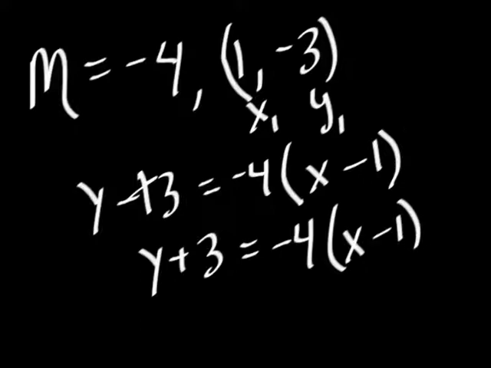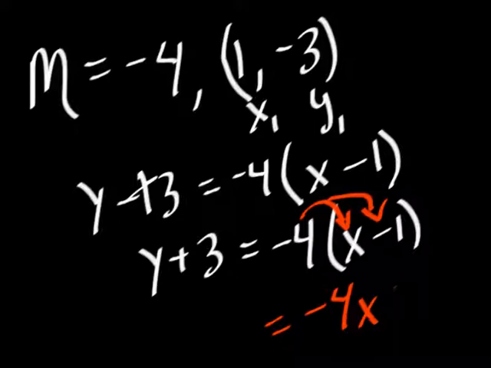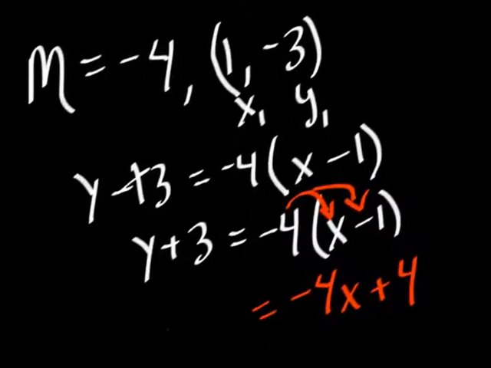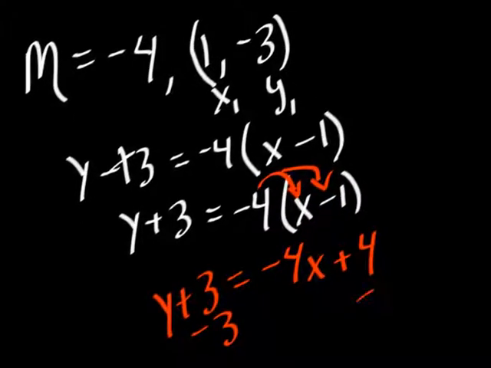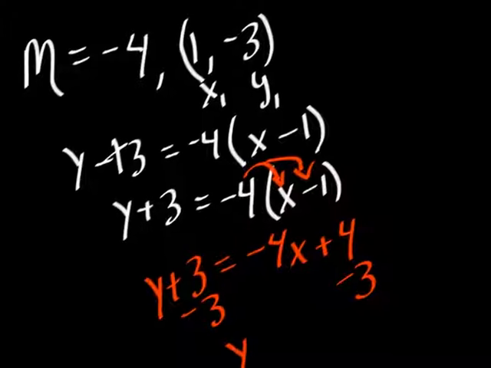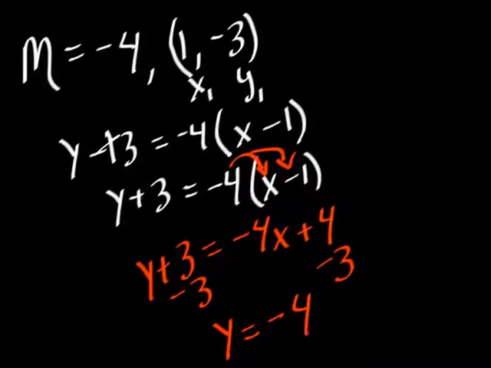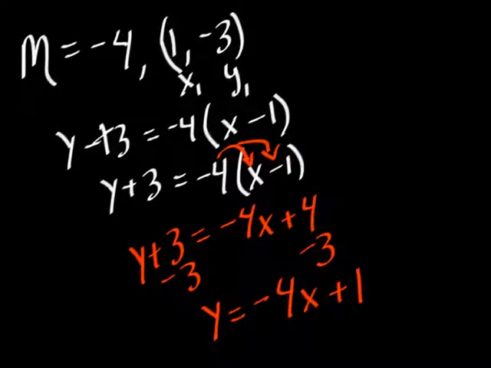Now, if we want to continue to put it in slope-intercept form, we would distribute this -4 to everything on the inside of the parentheses. So you would have -4 times x, which is -4x, and -4 times -1, which is +4, equals y plus 3. Subtract 3 from both sides, and I'm left with y equals -4x plus 1.